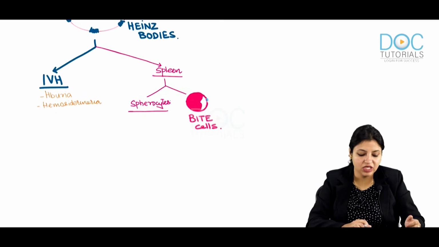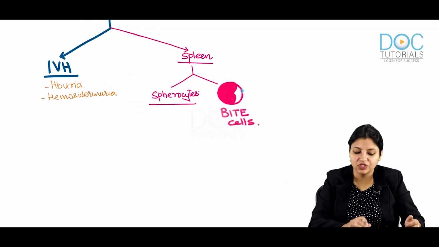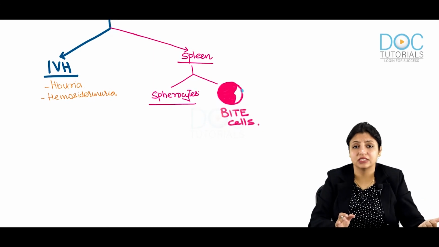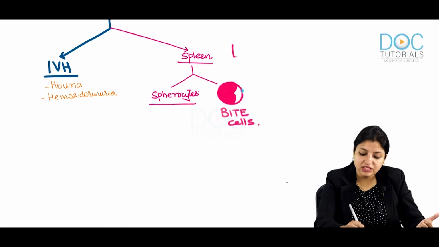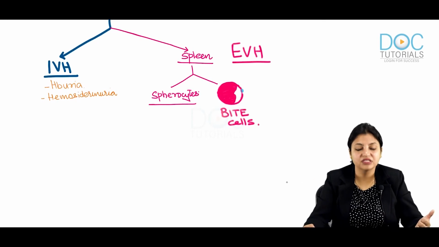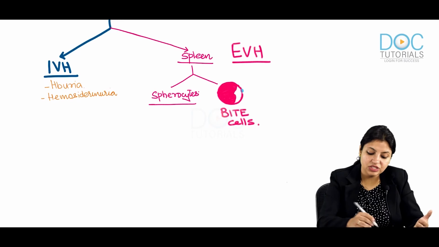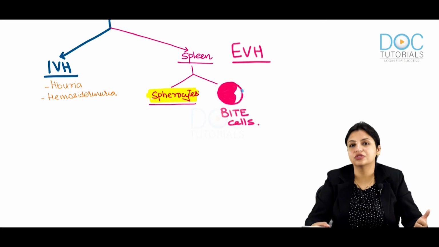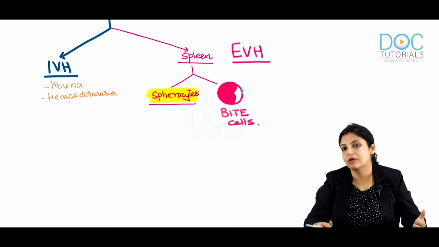Okay, so what do you see in cases of G6PD deficiency? One, either you can see intravascular hemolysis itself, or you can see extravascular hemolysis. And when you see extravascular hemolysis, you are able to see two types of cell. One is bite cell and the other are spherocytes. So remember, G6PD deficiency is also a very important cause of spherocytosis, which you should remember.